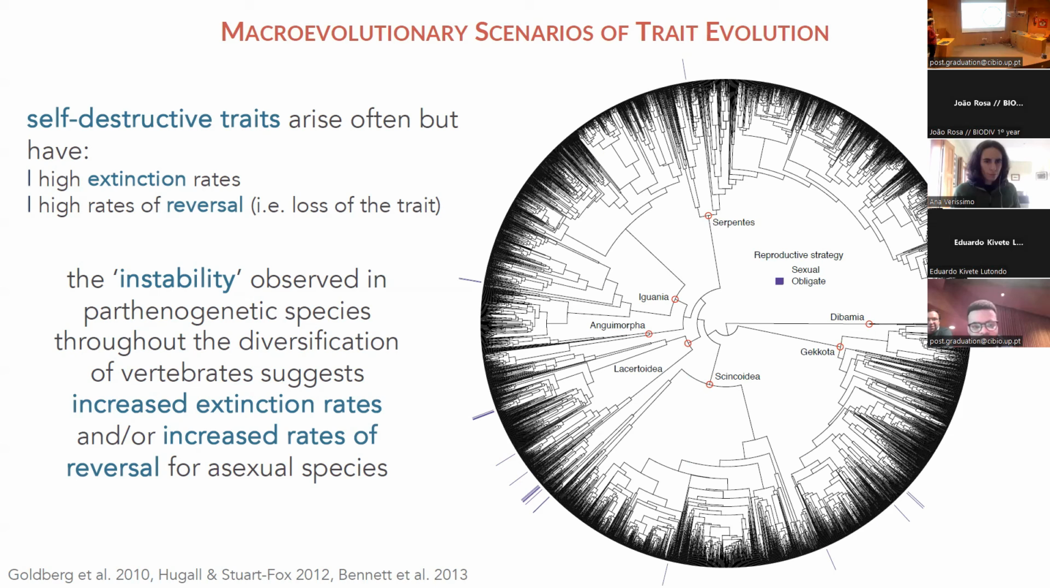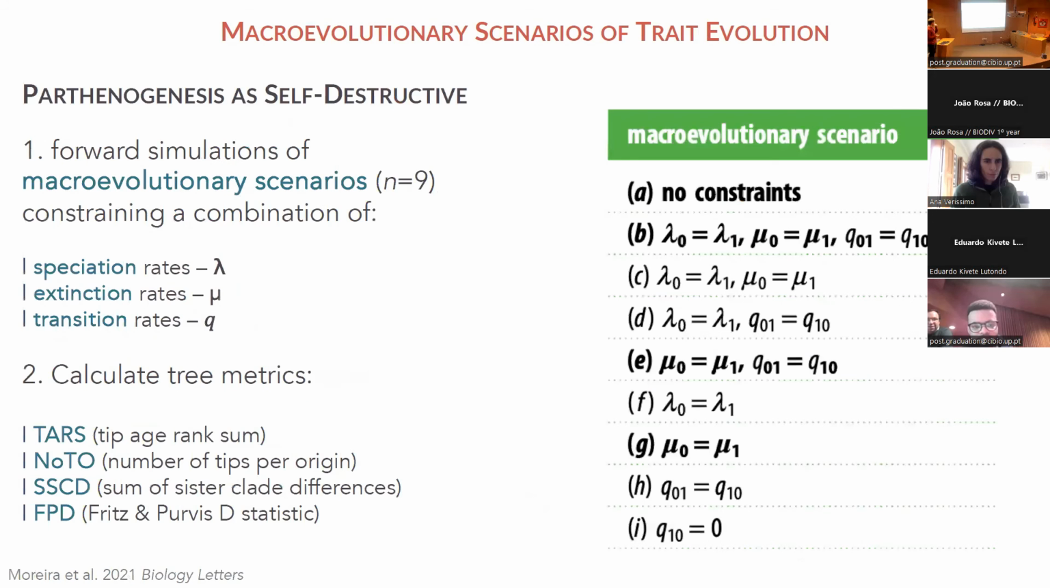And so this instability observed suggests that it either increased extinction rates or increased rates of reversal, or a combination of these 2 factors. So we went on to test this, and we did a set of forward simulations of macroevolutionary scenarios, where we constrain a combination of speciation, extinction, or transition. It was simply these nine scenarios, where, for example, in the first, we did not constrain these rates, and we simply simulated a tree with a binary trait. In another scenario we make the tree have the same speciation, same extinction, same transition rates between the two states of this character, and this for several scenarios.